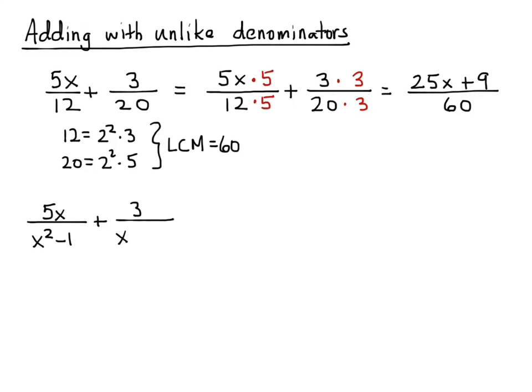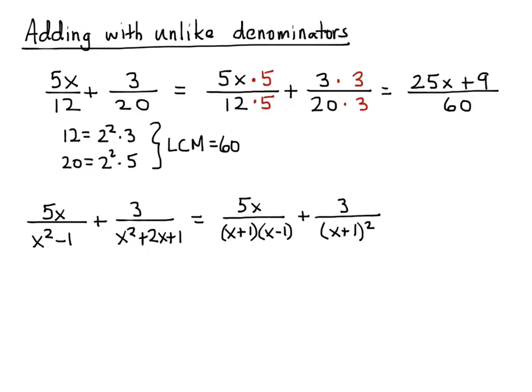Okay, so now let's look at one that has a polynomial in the denominator. So the first thing that we want to do with this one, so we can identify what the LCM is, is factor the denominator. And so we look at x squared minus 1 as being x plus 1 times x minus 1, and we look at x squared plus 2x plus 1 as x plus 1 squared.